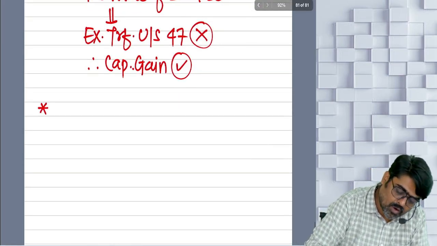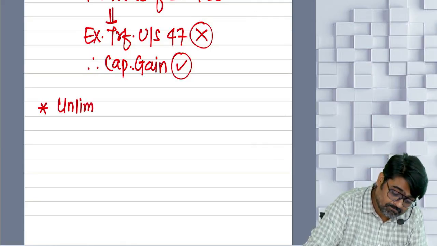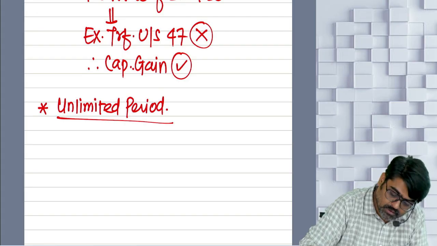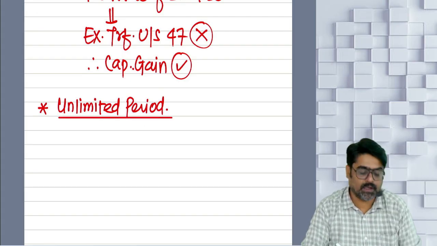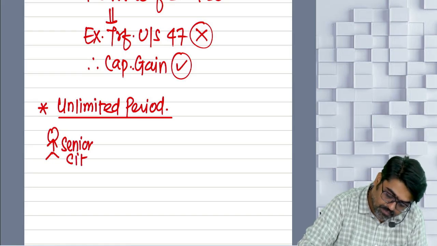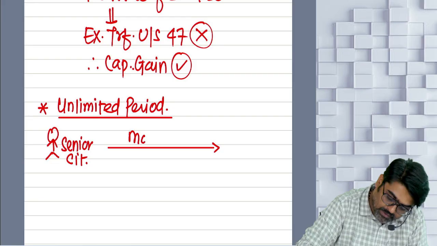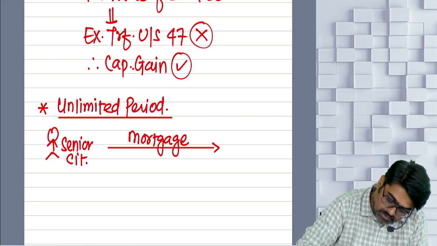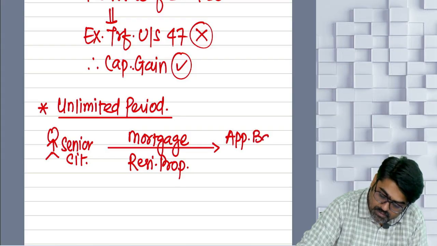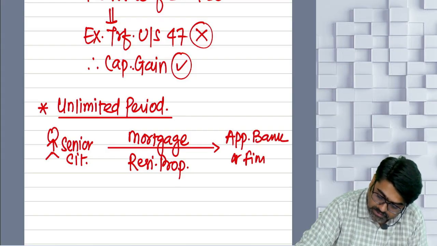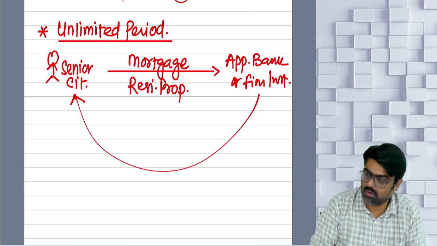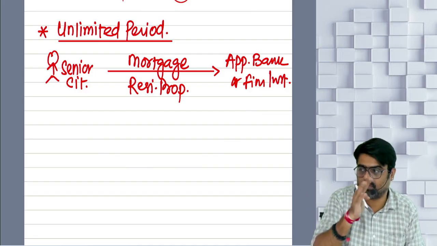Now see, there is another option with unlimited validity, an unlimited period. The first period was 20 years, no? Now this is a second option in which there is an unlimited period. So what will this senior citizen do? This senior citizen will mortgage the residential property. Tell me, to whom will the property be mortgaged? An approved bank or financial institution, yes or no? And in return, instead of giving him the amount, the amount of loan will not be given to him in this option.